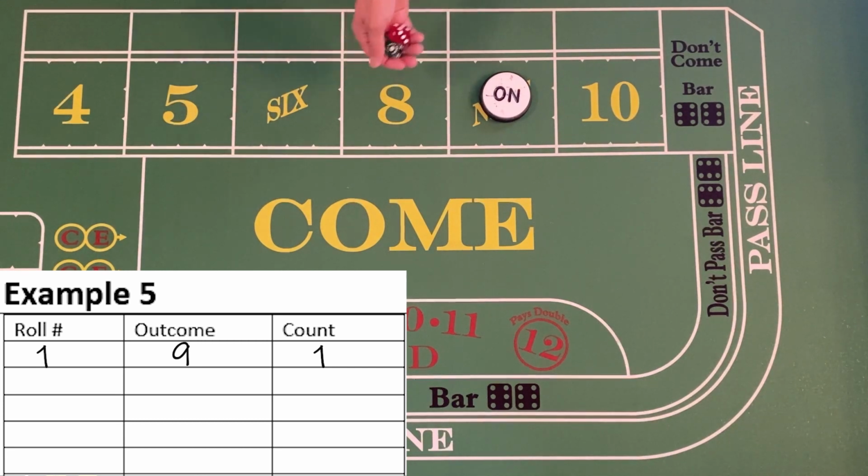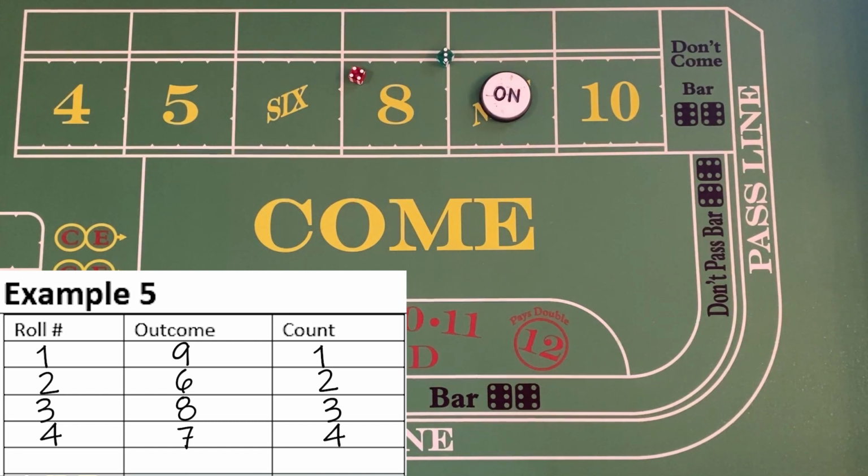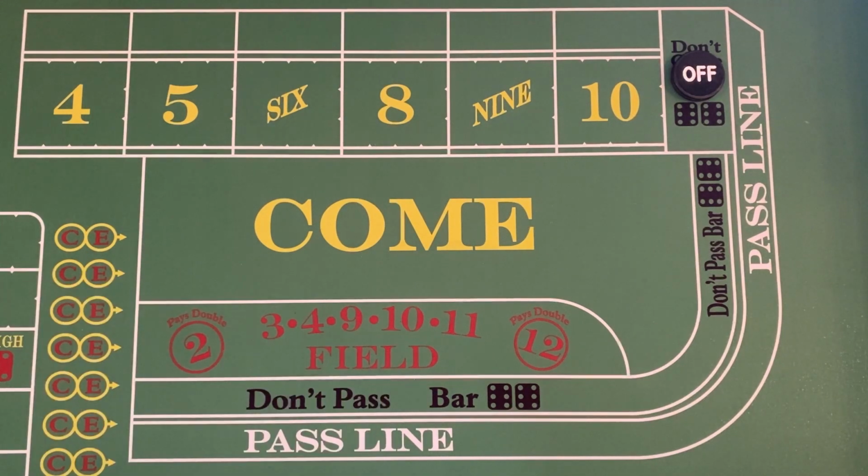All right, here's the second roll. 6. The count now is 2. Here's the third roll. 8. The count now is 3. Now here's the 4th roll. 7 out. And this example was like the last example. We never got to the 5 count, so we never started betting at all. And again, betting will be discussed in another video.